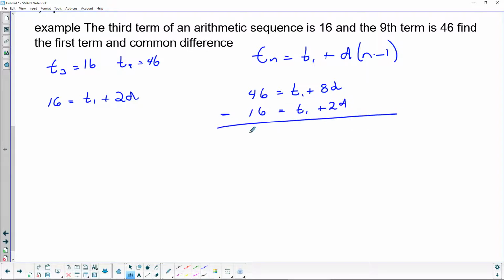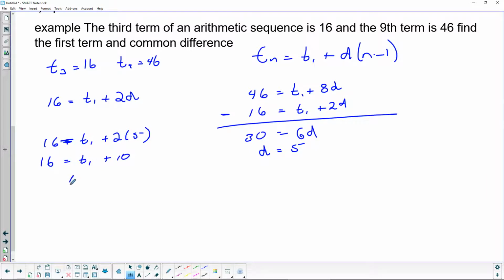Okay, and then we've got 30 equals, this cancels out, 6D, D equals 5. Then we plug it in here: 16 equals T1 plus 2 times 5. So that's 16 equals T1 plus 10, subtract 10, T1 equals 6. So we have our answers of 6 and 5 for that particular case.